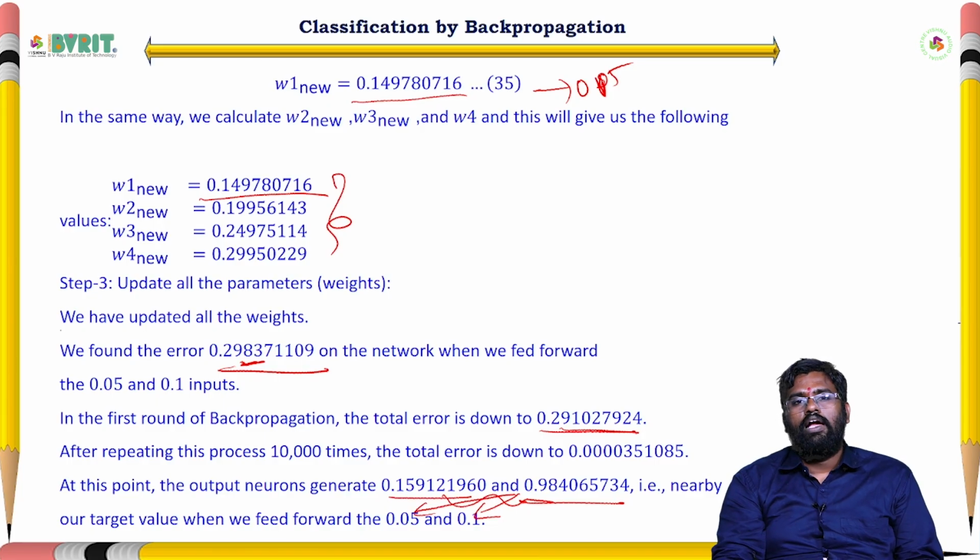That is about classification by using the backpropagation algorithm. We do forward propagation and backward propagation, and finally we update the weights for the given variable values. This is about classification by backpropagation.